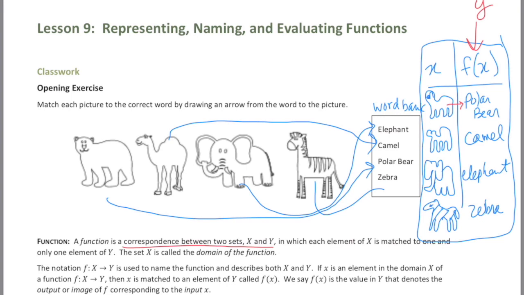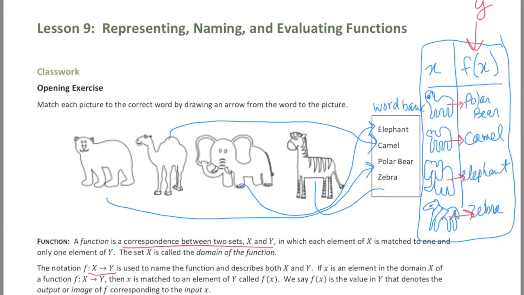Now, if I showed you this animal and you wrote camel, you'd be all weirded out because this cannot be both a polar bear and a camel. It can only be one thing. That is what we mean by correspondence. This shape can only correspond to a camel. When I show you this shape, you will say elephant, and it cannot be a zebra and an elephant because one shape stands for one item. And so that's what we mean, and that's essentially how functions also work.